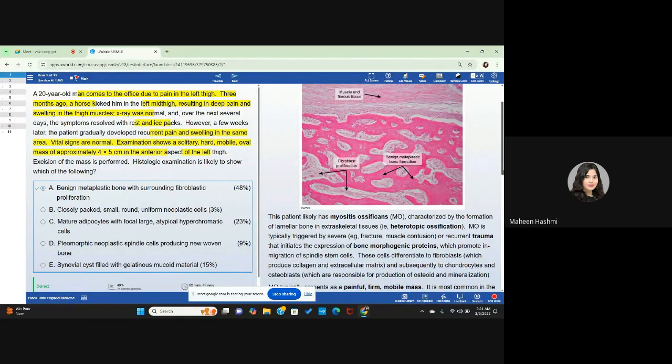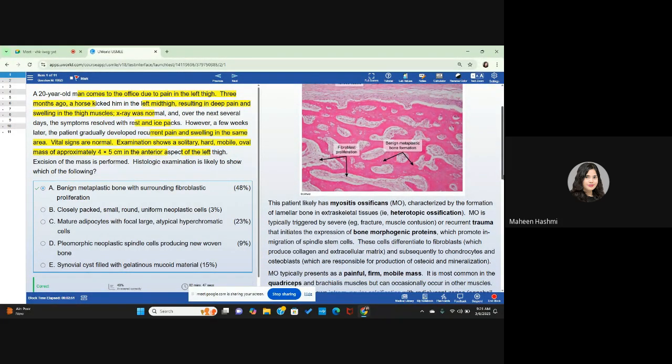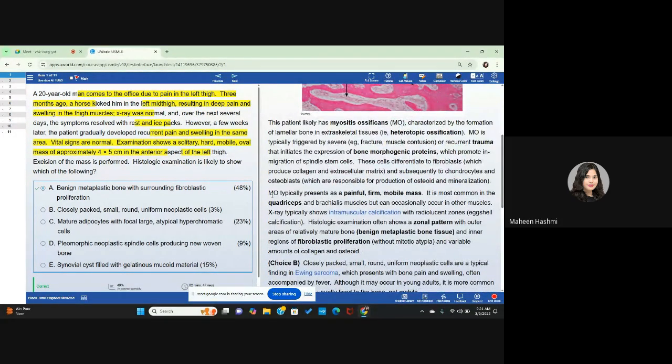Myositis ossificans is also known as heterotopic ossification. Whenever a trauma occurs, usually they will give you a clinical vignette saying that a horse kicked him on the thigh. They're weirdly obsessed with the horse. So whenever they give you a vignette that there's some trauma injury, and then after that bone formation starts to occur, that's usually called myositis ossificans. The muscle over there calcifies and forms this kind of nodule type, that's called myositis ossificans.